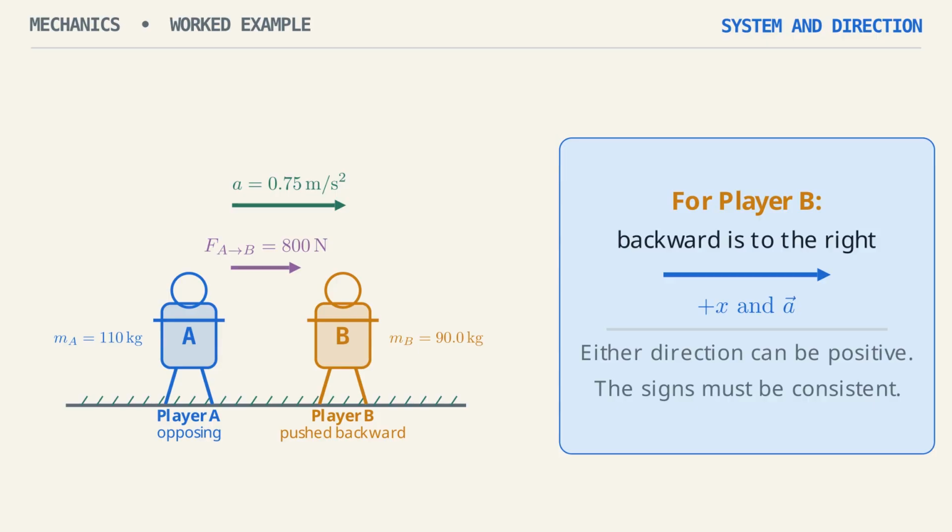In this drawing, backward for player B points to the right, so choose rightward as positive x. The acceleration is then positive. Choosing the opposite direction would also work if every sign changed consistently.